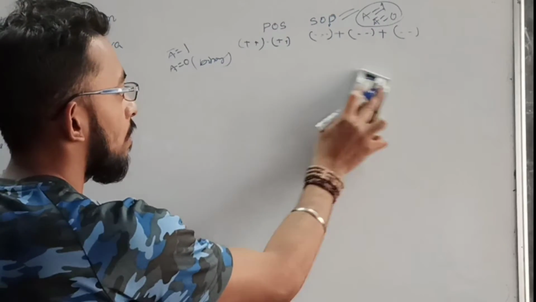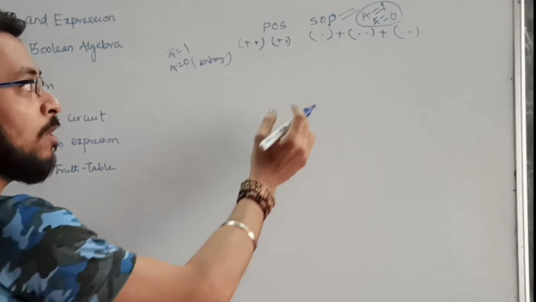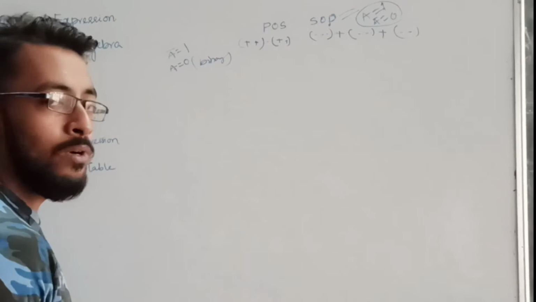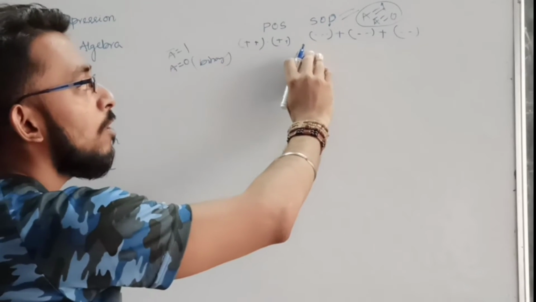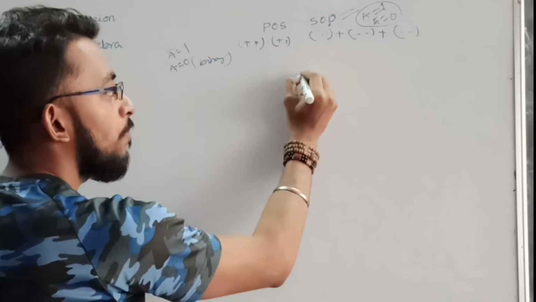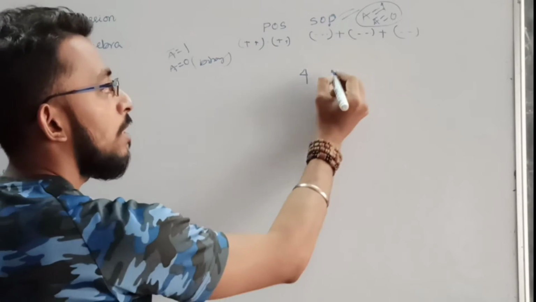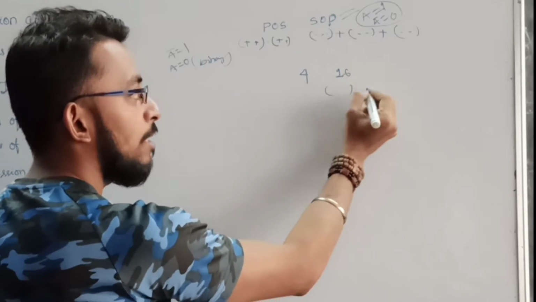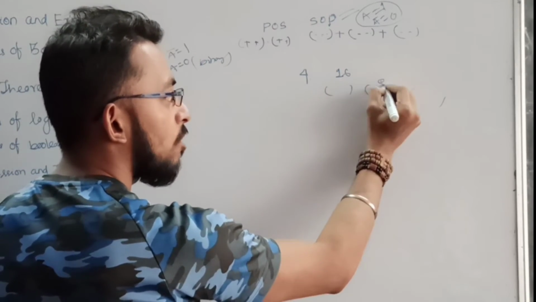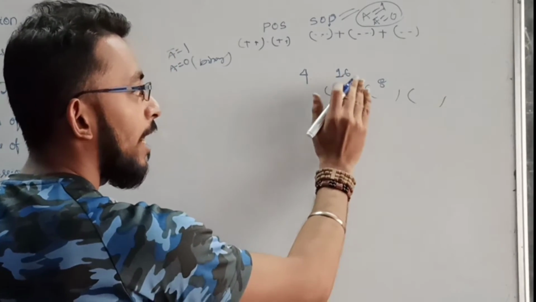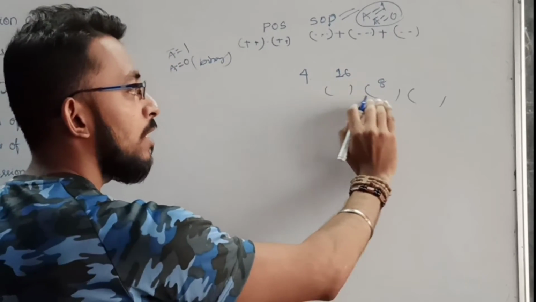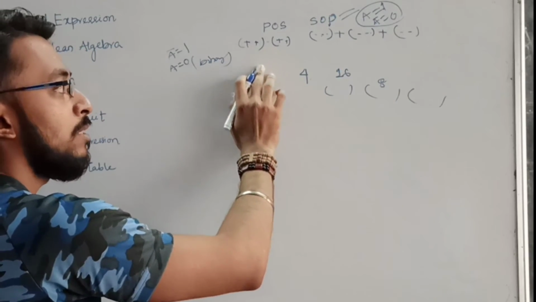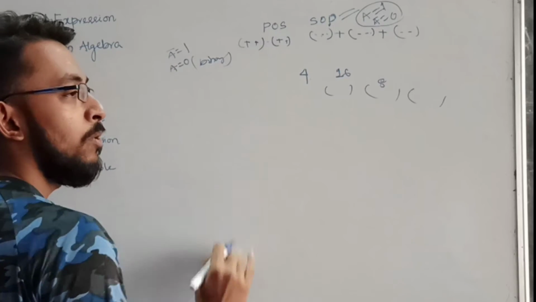So first keep one thing in your mind: the terms that are present in SOP are not present in POS. Whatever the number of terms, suppose I have 4 inputs in this SOP. There are 16 possible combinations, and out of 16 there might be some terms. Suppose there are 8 terms in this expression. Those 8 terms out of 16 are present in SOP, and those 8 terms are not there in POS. It means the remaining 8 terms will be present in POS.